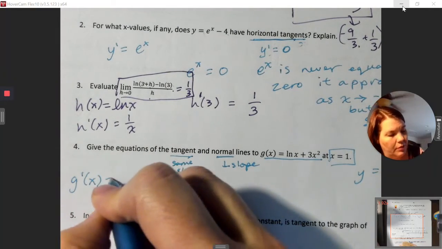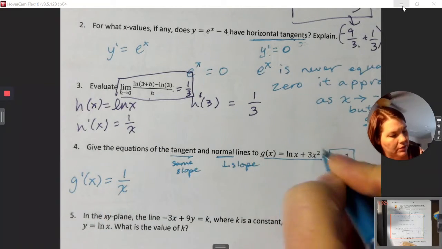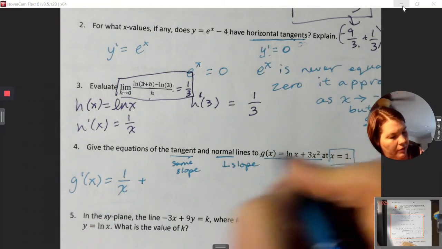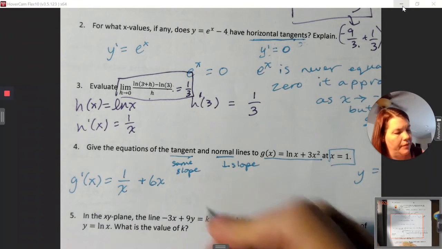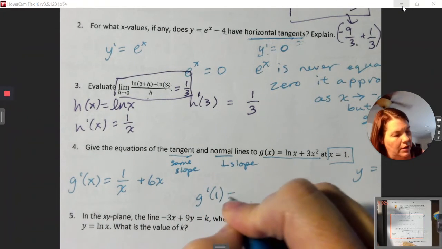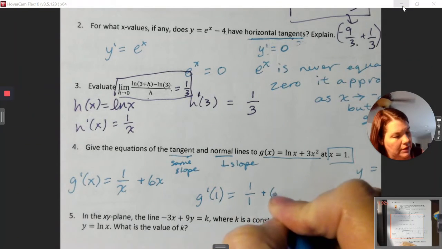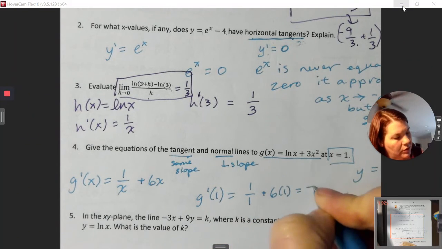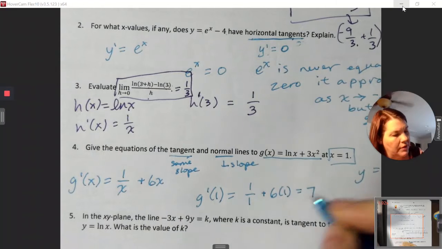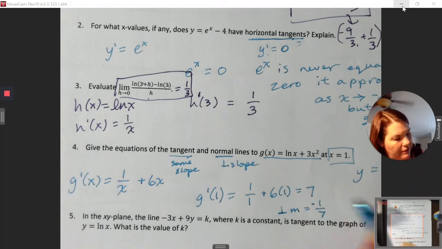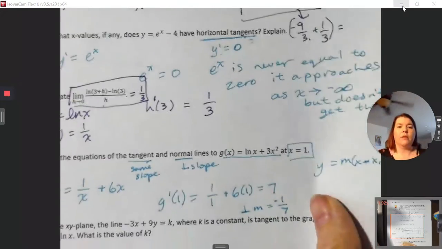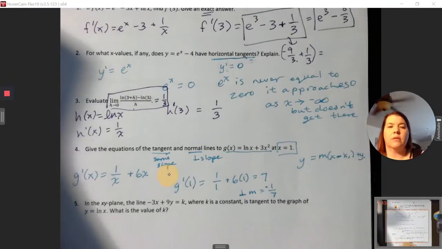because that's the slope, which is equal to 1 over x plus power rule 6x. Okay, g prime of 1 is 1 over 1 plus 6 times 1, which is equal to 7. So that's the tangent slope, and then my perpendicular slope will be negative 1/7.